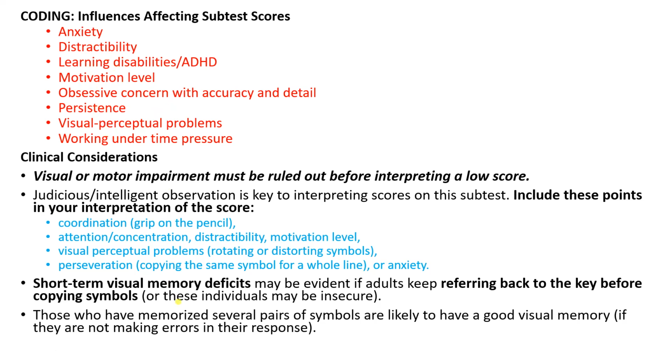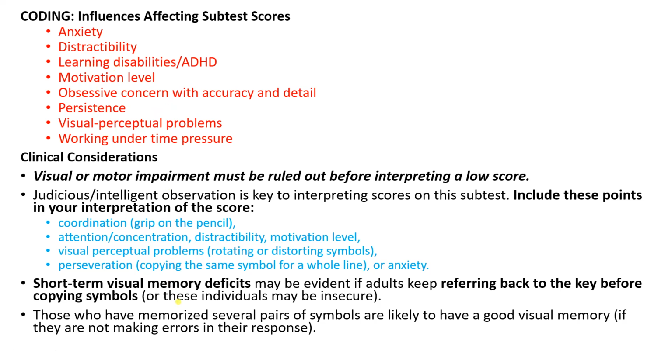Visual perceptual problems are generally evident on this in terms of rotation of the symbols. For example, in place of writing U, the participant has written inverted U. So changing the orientation, rotation of the symbols, or drawing the symbols in a distorted manner is of clinical significance, and it may indicate some visual perceptual problem within the individual.